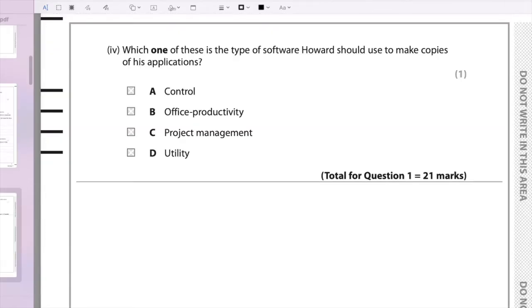And then number 4 here, which one of these is a type of software Howard should use to make copies of his applications? Is it control, office productivity, project management, or utility? So he's making copies of his applications, his software. So it isn't control, it isn't office productivity, it isn't project management, it is utility. So that completes section 1, question 1, for 21 marks.